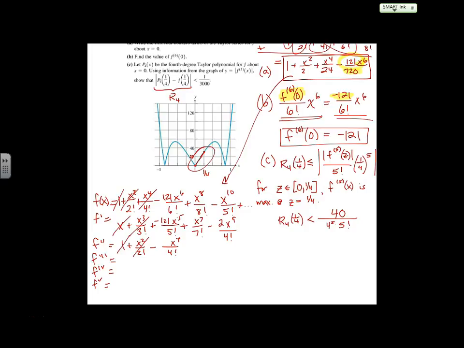So the 6th degree became a 5th. The 5th degree became a 4th, and I still have the 121. This guy's going to become an x to the 6 over 6 factorial. This guy's going to be an 18. 4 factorial remains. Take the next derivative, 4 is going to pop down. I'm going to have x cubed over 3 factorial.